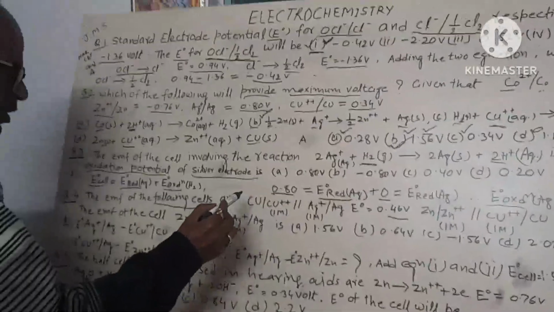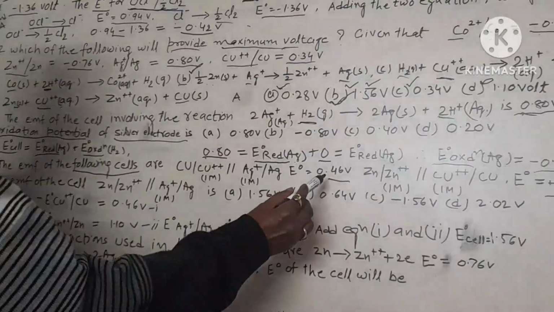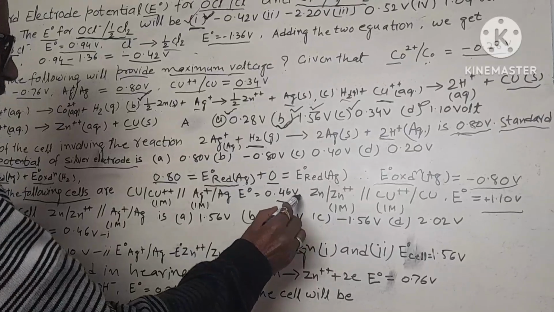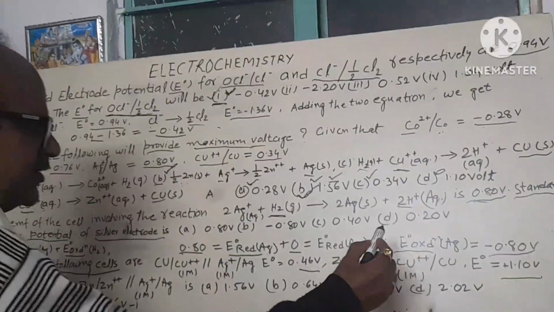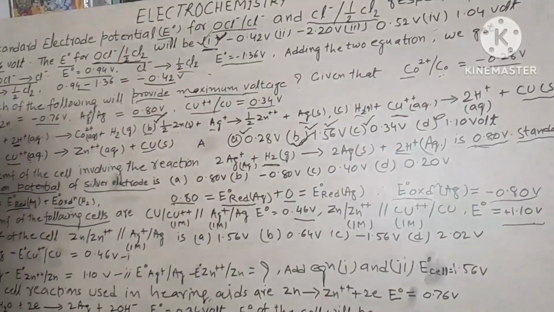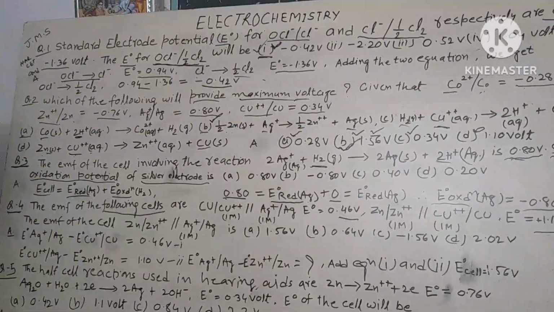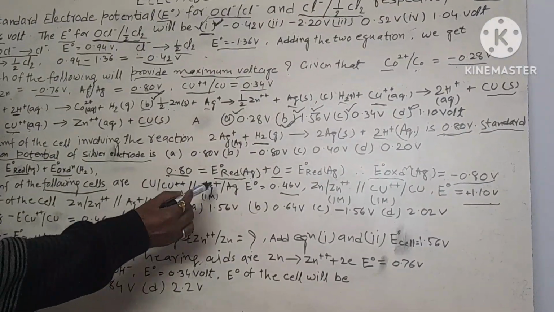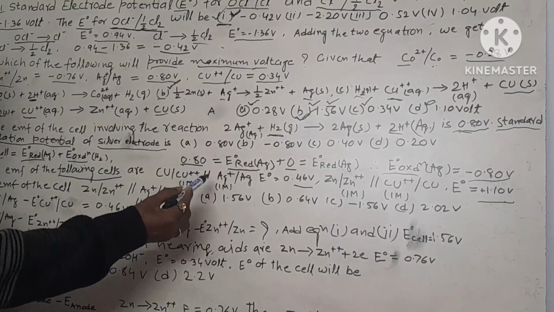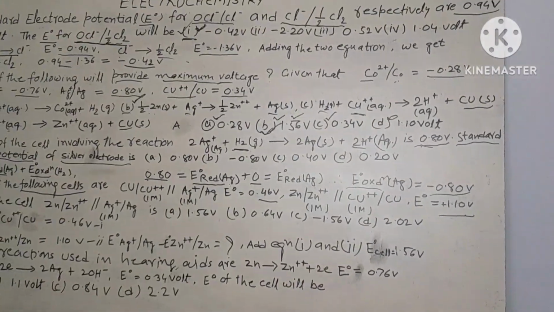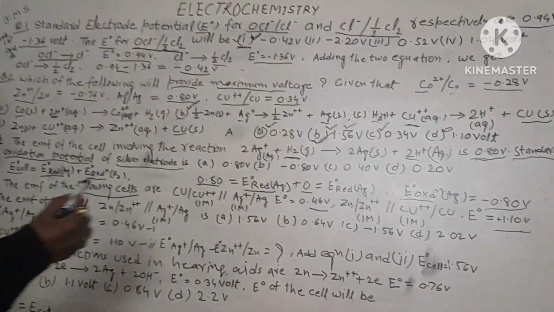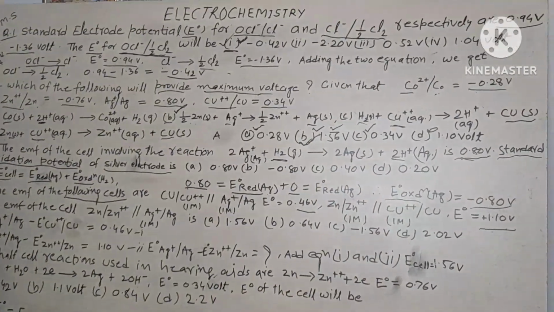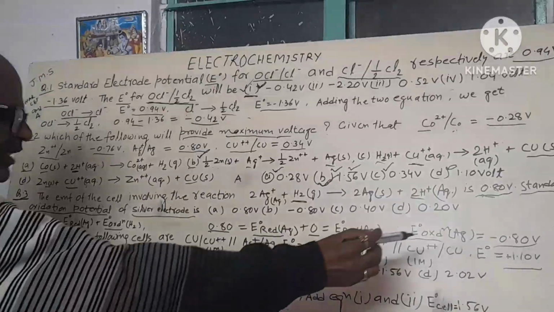This is the first cell, copper electrode plus silver electrode. Its value is 0.46. The second is zinc and copper electrode, and its potential is given. Two cells are given: first the copper and silver cell, and second the zinc and copper cell. For each, the voltage is given: 0.46 for the first, and 1.10 volt for the second.